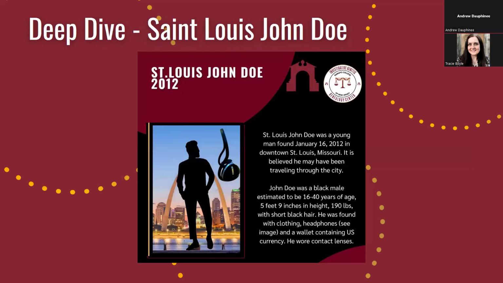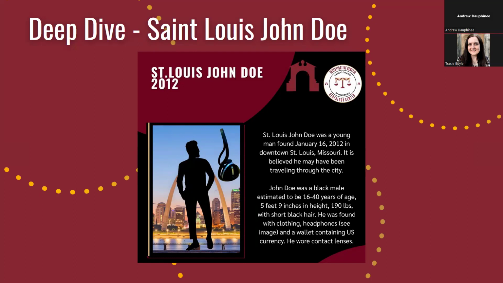The next case is St. Louis John Doe. He was a young man found on January 16th, 2012 in St. Louis, Missouri. It is believed that he may have been traveling through the city. He was a Black male, estimated to be 16 to 40 years of age. He was found with clothing, headphones, and a wallet containing U.S. currency. When it comes to African-American cases, we typically see more distant matches.